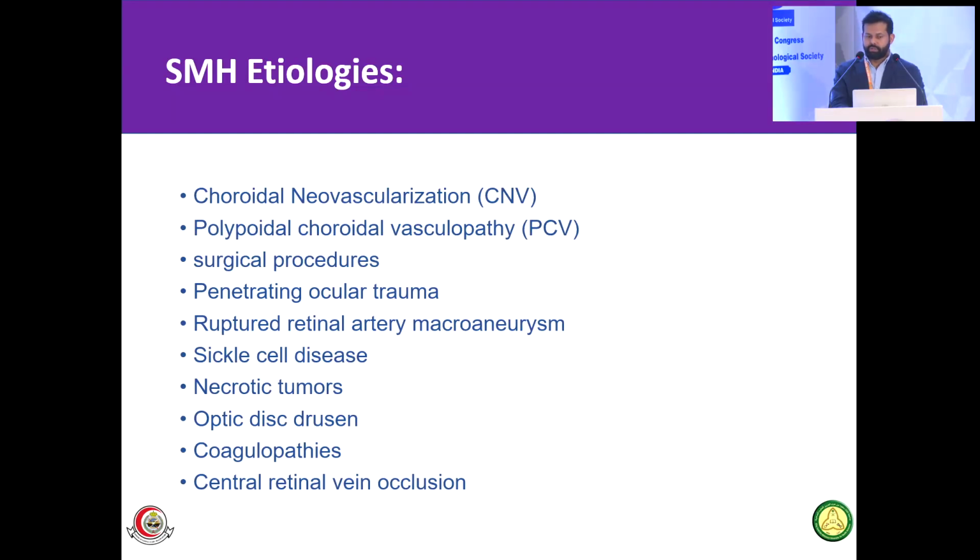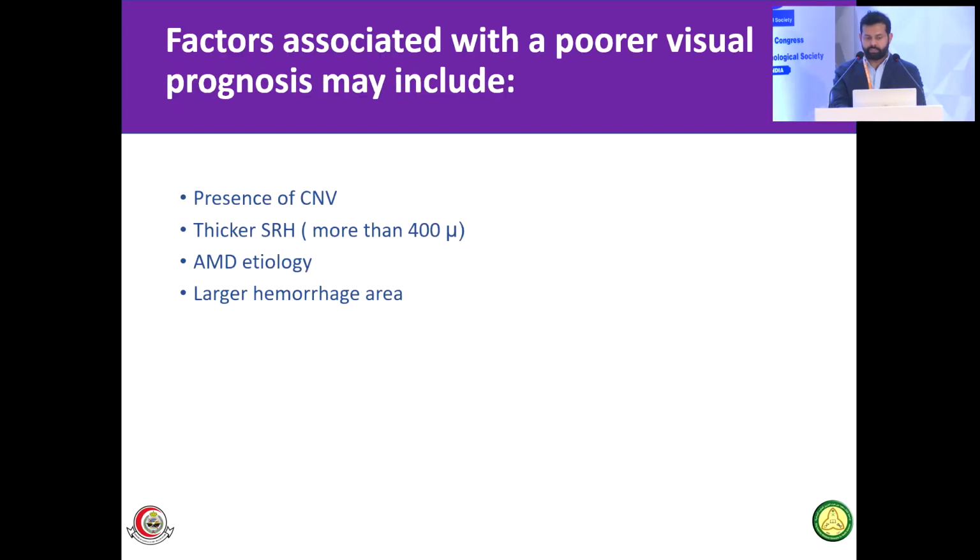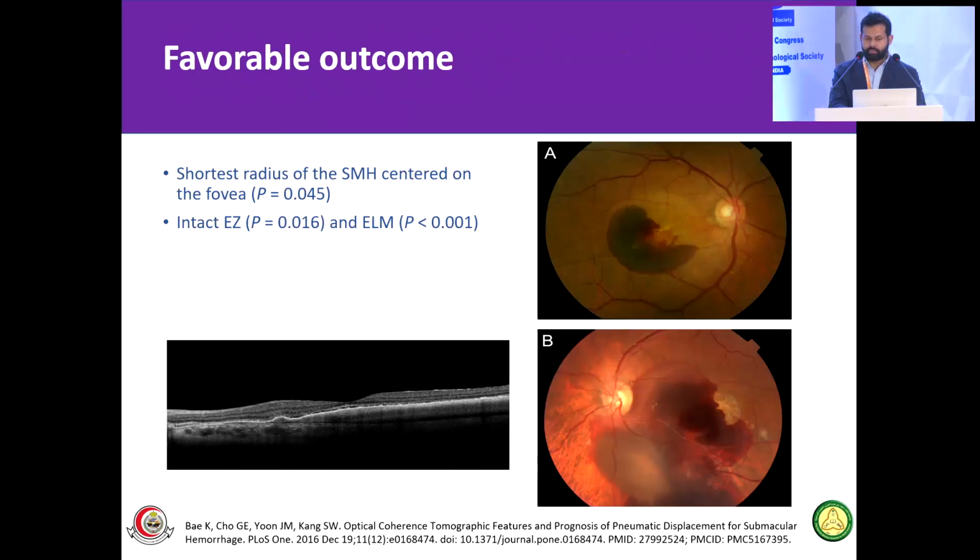The etiologies are numerous. The most common one is choroidal neovascular membrane secondary to AMD. There are a few factors associated with poor visual acuity even after treatment, which are the presence of choroidal neovascular membrane and the thickness. There is no consensus about how much thickness is more harmful. However, most of the literature talks about more than 400 microns. AMD etiology and a large area of hemorrhage are also factors.